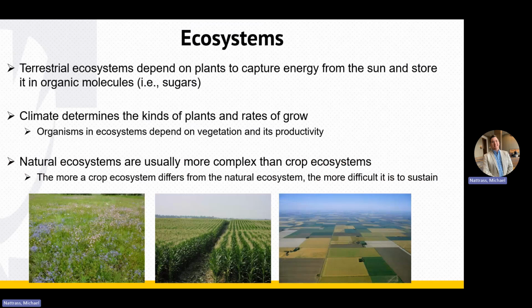So natural ecosystems, which we're going to try to get back to, are definitely more complex than crop ecosystems because we've taken out a lot of the variables and we sort of created this monoculture, which is not good, but it's necessary because we have to grow crops.